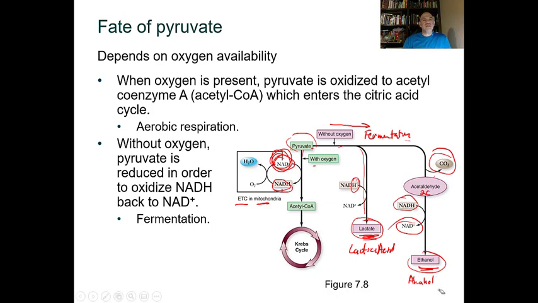These are ways to regenerate the NAD pluses that are necessary to continue to run glycolysis when you have oxygen absent.